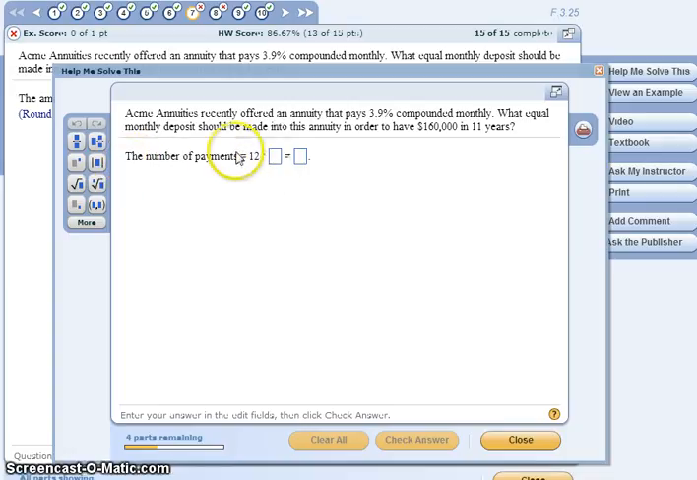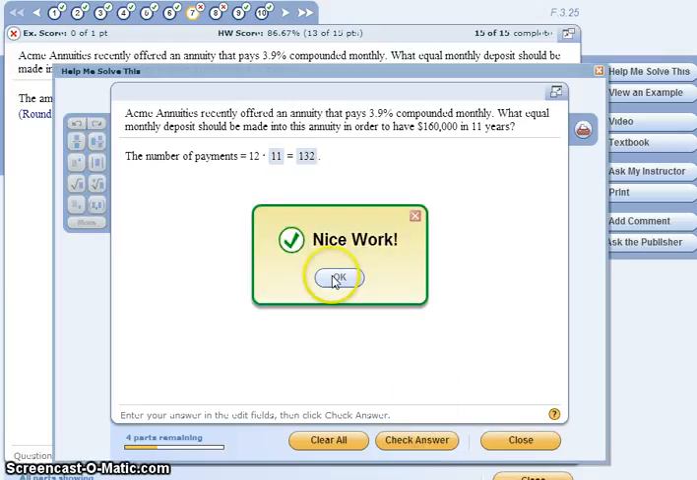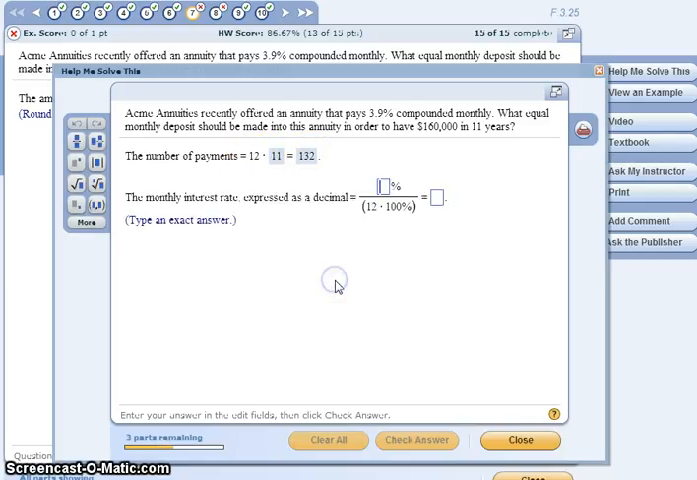So the number of payments, 12, because we're doing monthly, and 11 years. So 12 times 11, what is that? 132? Okay. So we're going to be making 132 payments, 12 each year times 11 years.